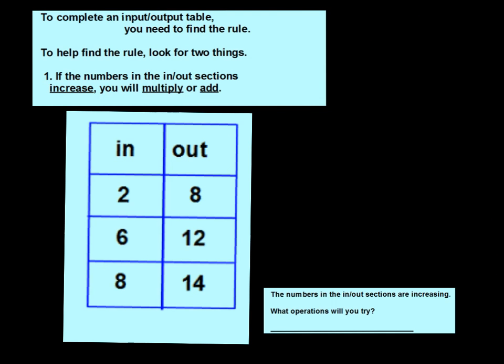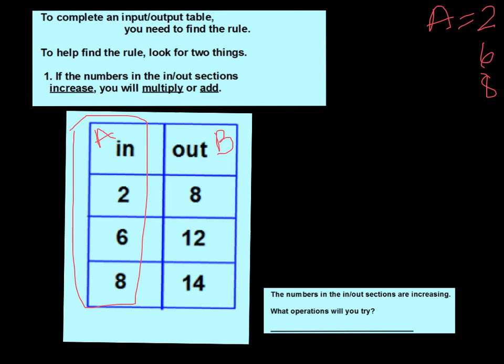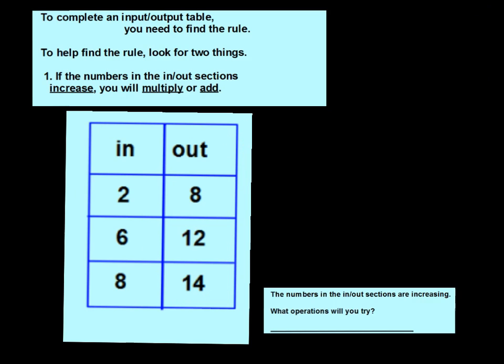Our first example is an input-output table that we are going to label the inside with the variable A and the outside with the variable B. So A can have the value of 2, 6, or 8, or anything that you want to put in the input side would have that value. And B would have the value of 8, 12, and 14. This is kind of a clue because it's going to tell us what kind of things that we can actually add to the table to help us find our rule.